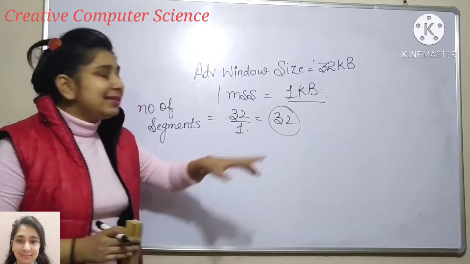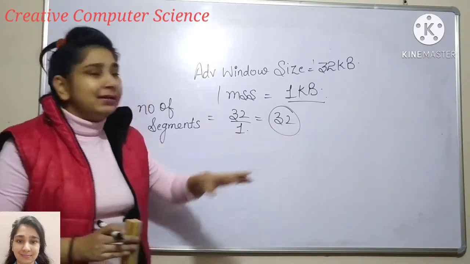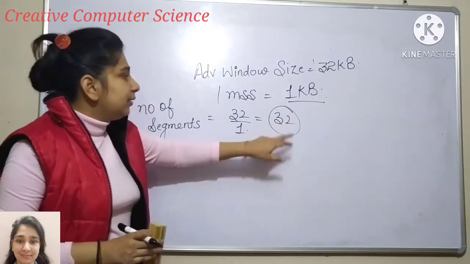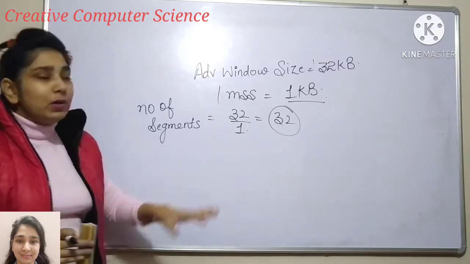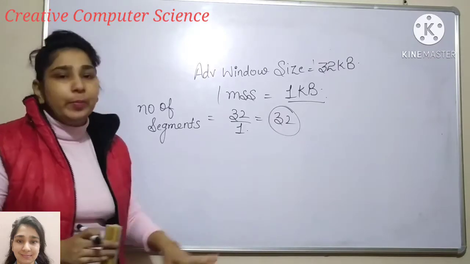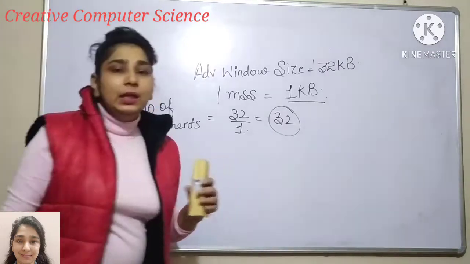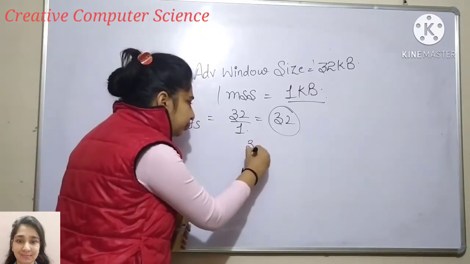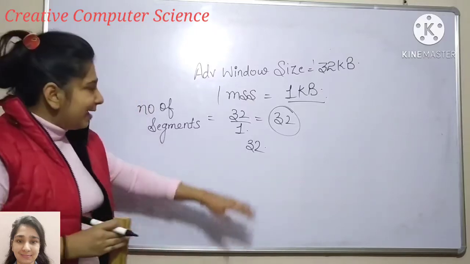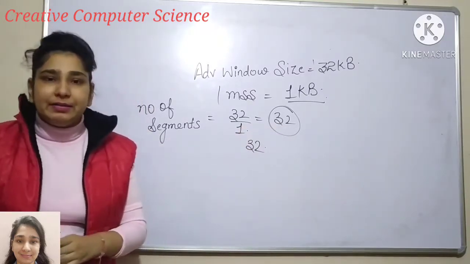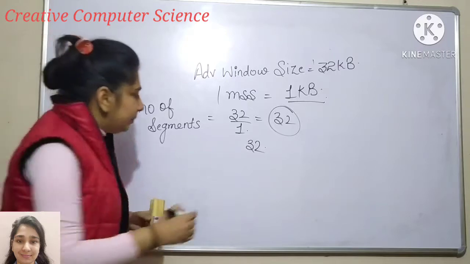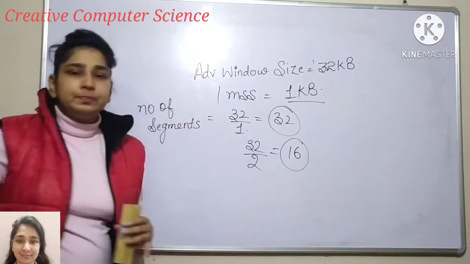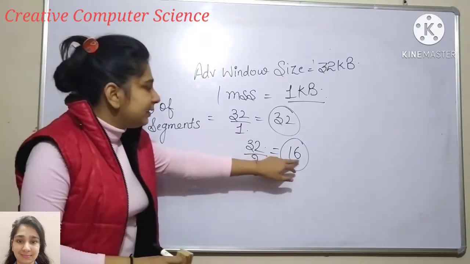The receiver says I can accept 32 packets at a time, but still we will not be sending 32 packets, because we also have to take care of the intermediate network. Then what will we be doing? The receiver capacity is to take 32 packets. We will be dividing it by 2. The answer is 16.